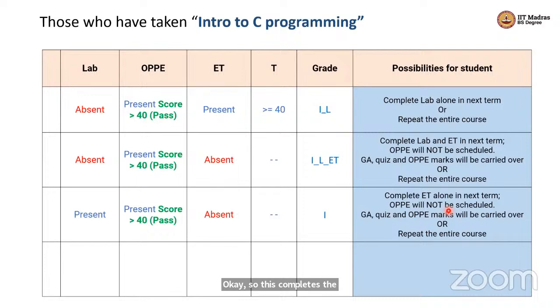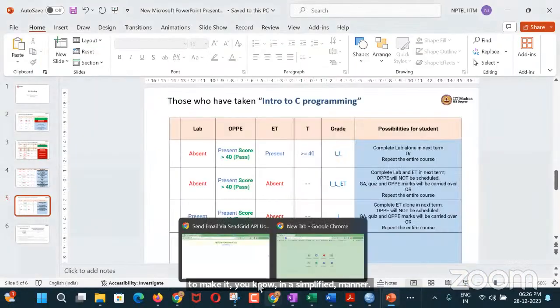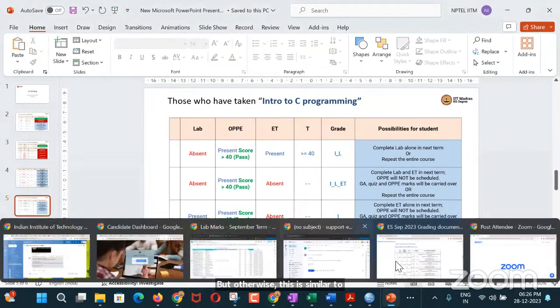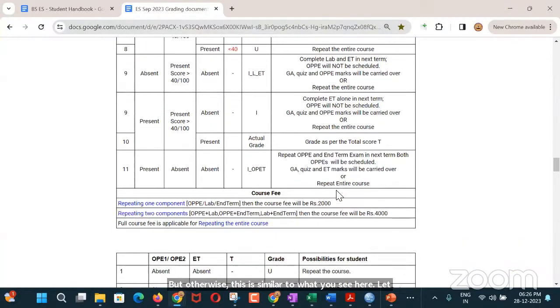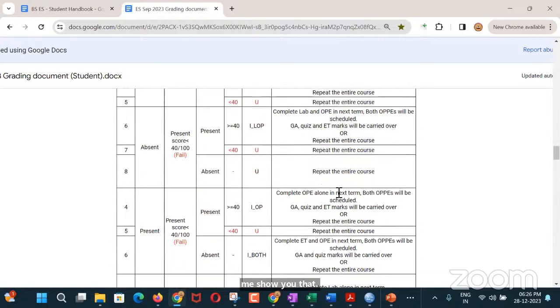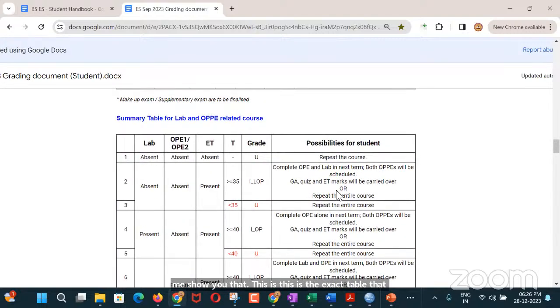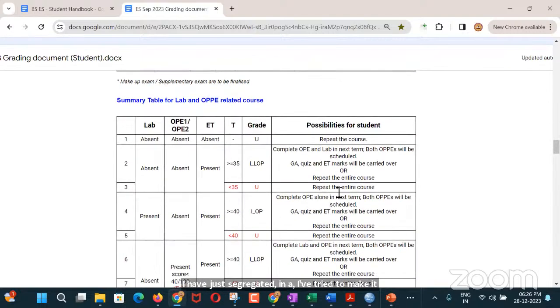I have tried to make it in a simplified manner, but otherwise this is similar to what you see here. Let me show you that. This is the exact table that I have just segregated. I've tried to make it more simple to make you understand. That's all. I hope it is clear now. I still have one more slide. Before we move on, maybe I can just take some questions.